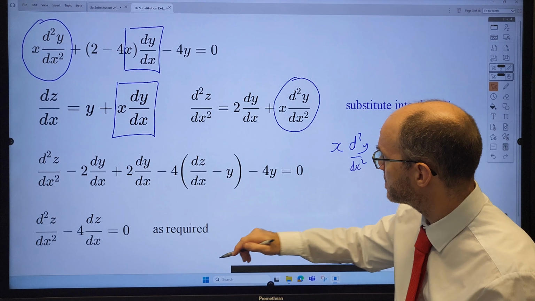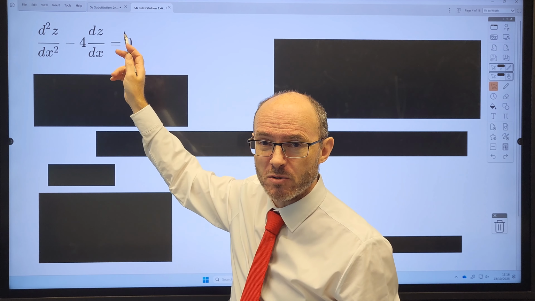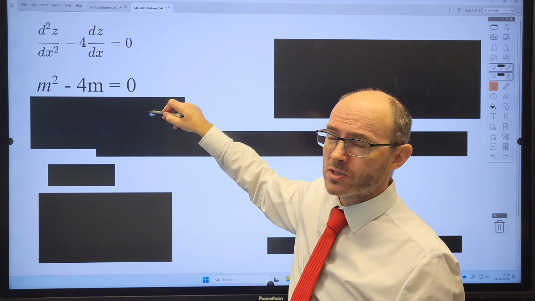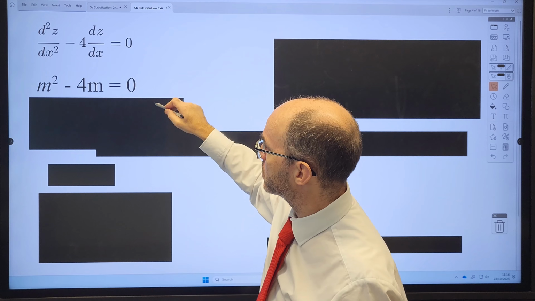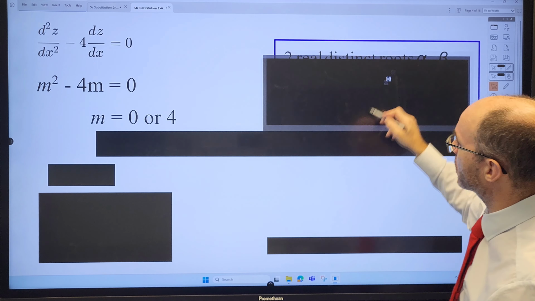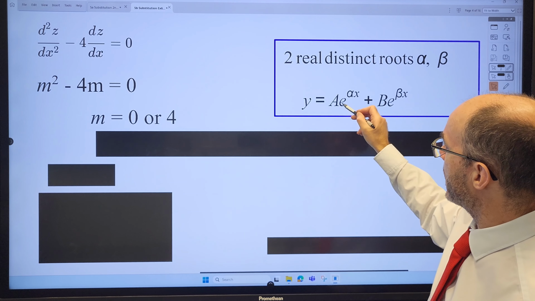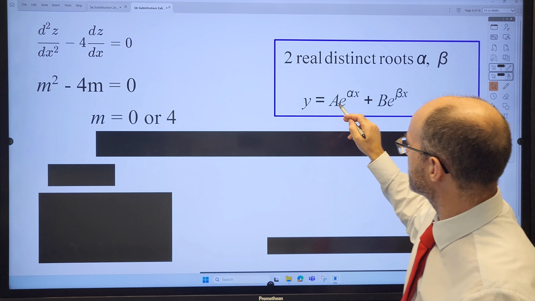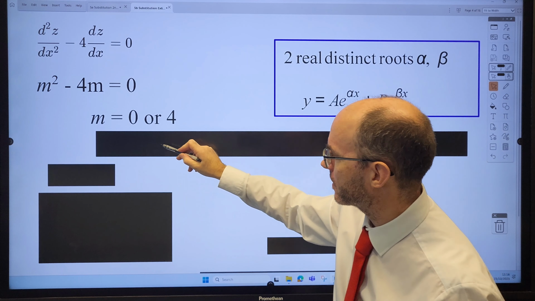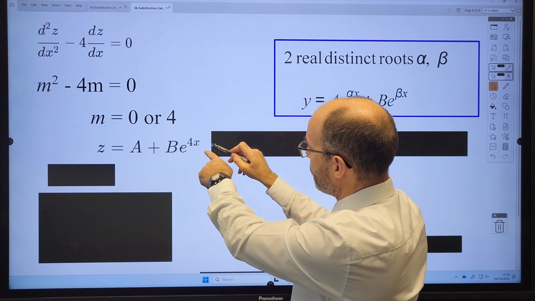So solving this, usual rules apply with solving differential equations equal to 0, which means it's a simpler case, of course. So you use your auxiliary equation, m² minus 4m equals 0, which means m must be 0 or 4. And then look to see what category that is. Two real distinct roots, alpha and beta. So you have A e to the 0x, that's interesting, isn't it? Because e to the 0 is just 1, so that means that would just be A. Okay, so you have A, and then B e to the 4x.